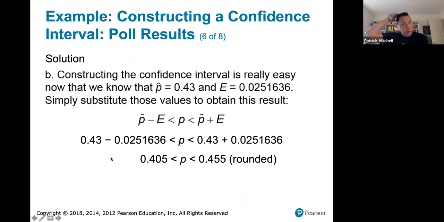All right, so now we'll construct that confidence interval. We knew P hat was 0.43. We just figured out E is 0.0251636. So when you substitute those values and round to 3 significant digits, you get that the lower confidence limit is 0.405, the upper confidence limit is 0.455. So that is our 95% confidence interval.